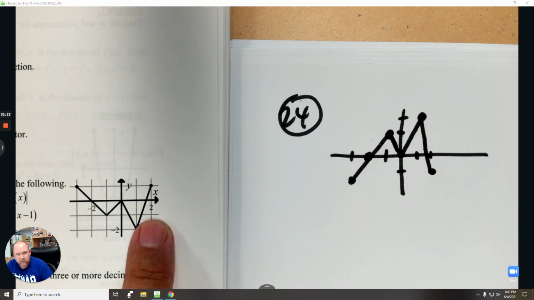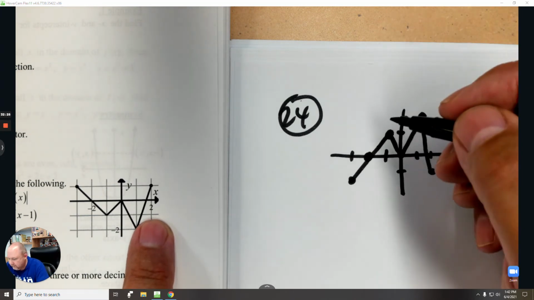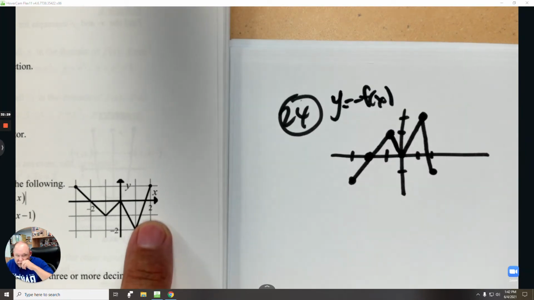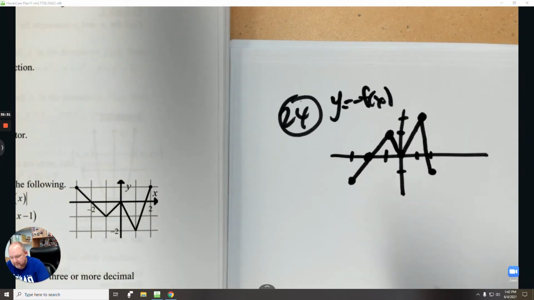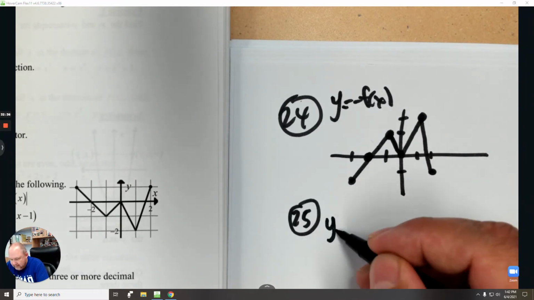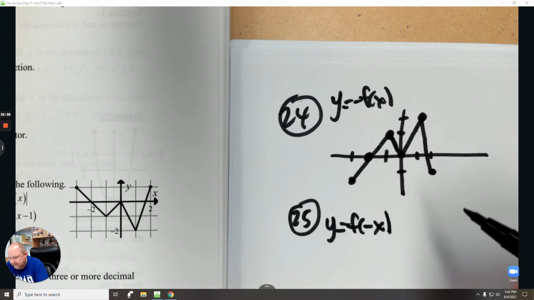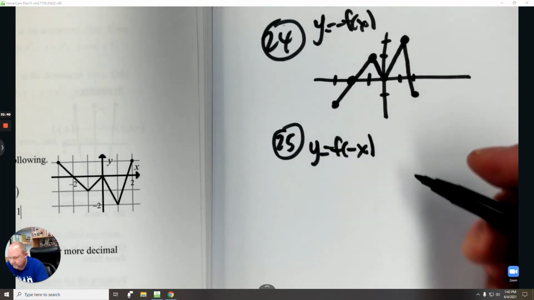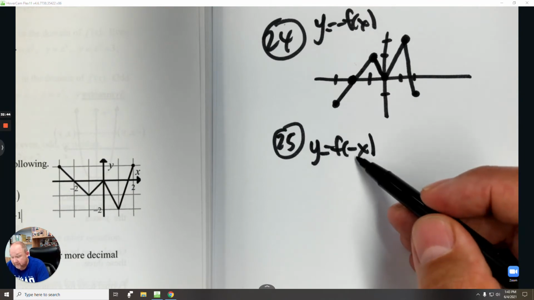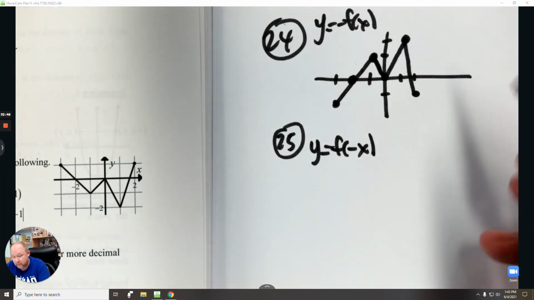All right, there's 24. All right, number 25. So this is y equals negative f of x. So that's reflected over. Take each essential point and reflect it over the x-axis. Practice again. So y equals f of negative x. So when the negative's on the inside, it reflects the other way. It reflects over the y-axis.